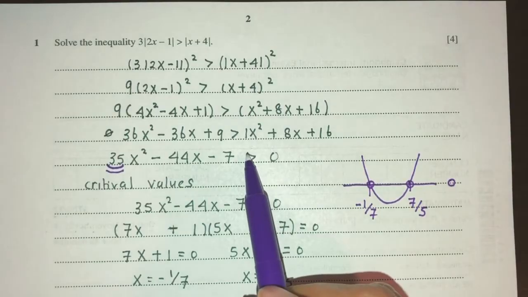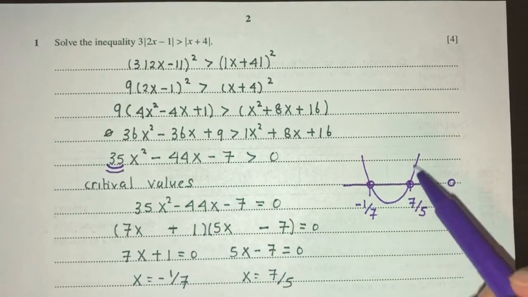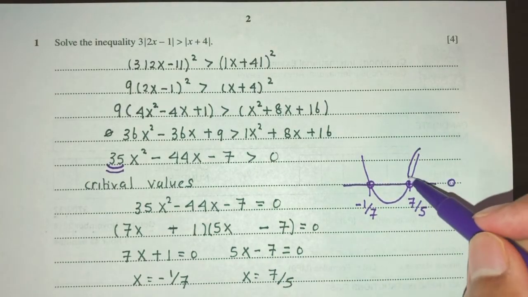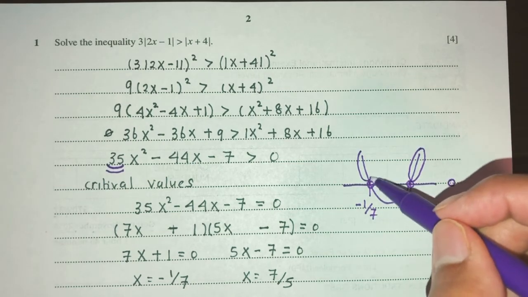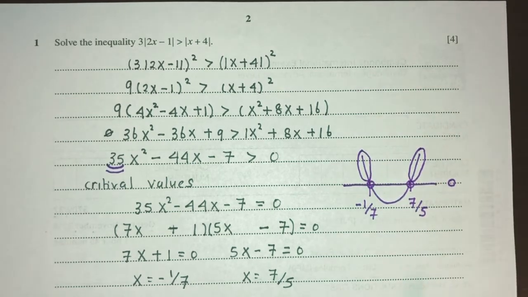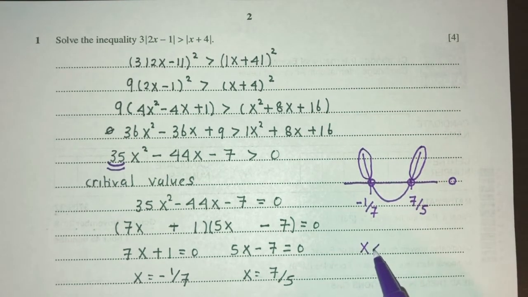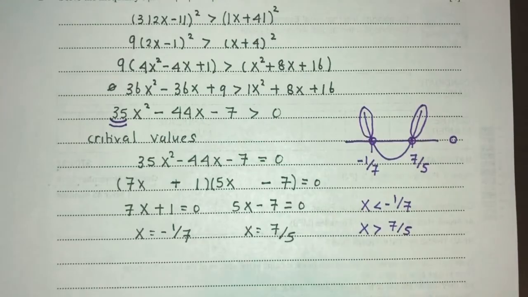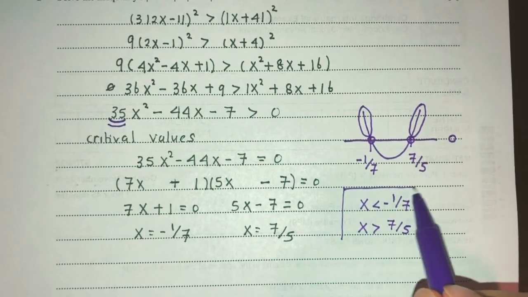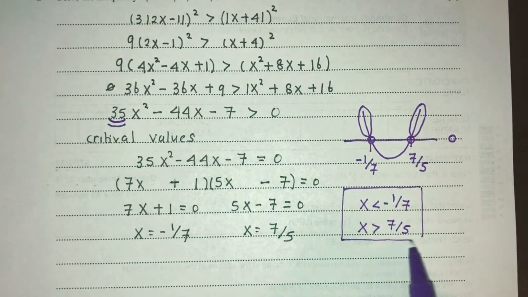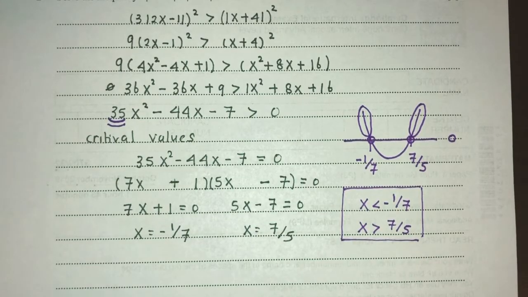So here we want it to be more than 0. It has to be above 0, so it will be this side and this side. And that is only possible when x is less than minus 1 over 7, or if x is more than 7 over 5. Okay, so this will be your two sets of values for x. That is true. So this will be your solution for question number 1.